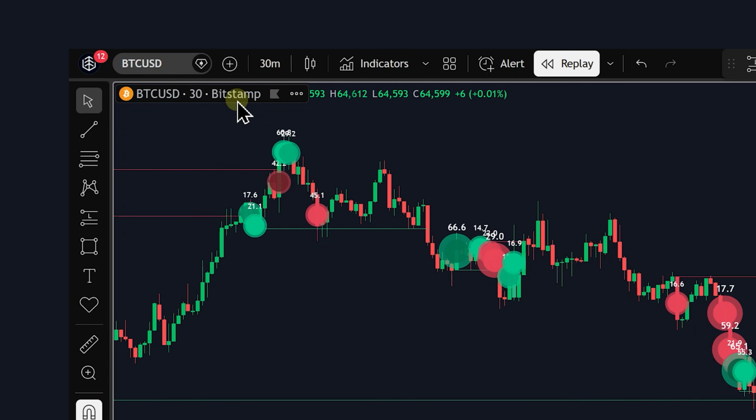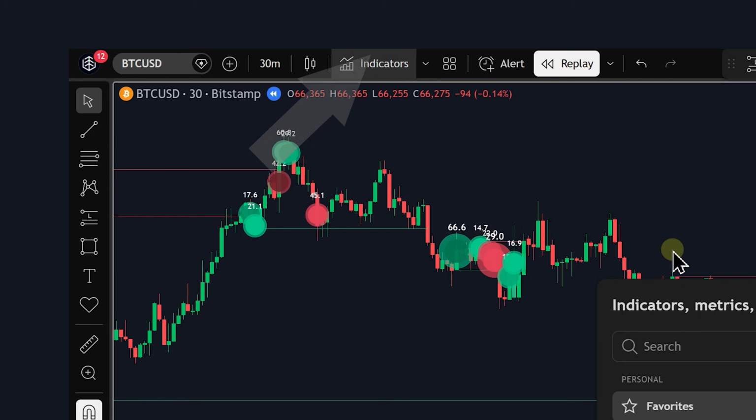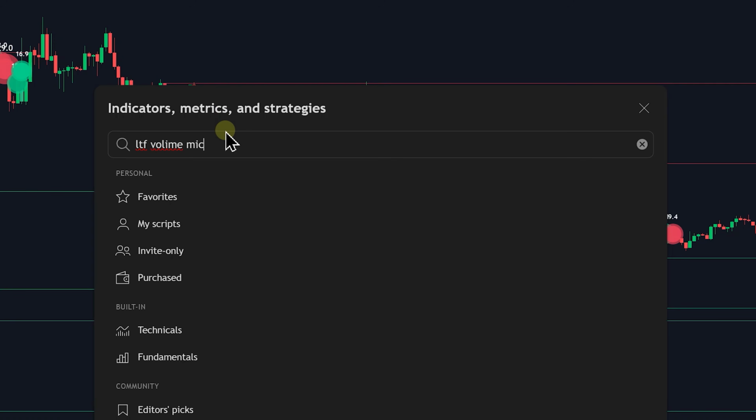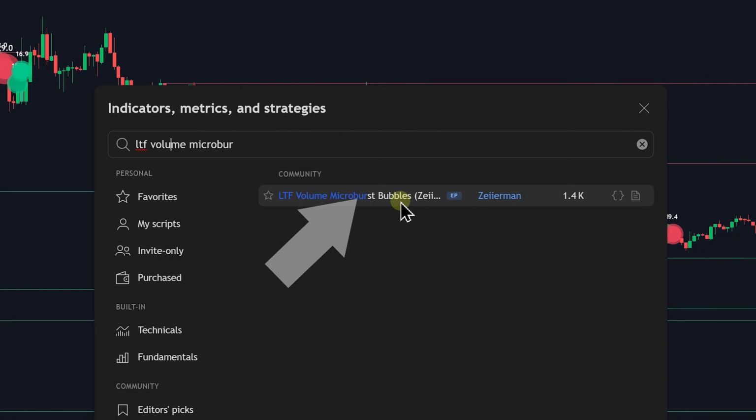Once you have your chart open, click on Indicators and search for LTF Volume Microburst Bubbles. Select this one by Zeiierman, and once you add it to the chart, this is how it's gonna look. Let's start with what the indicator is actually doing.